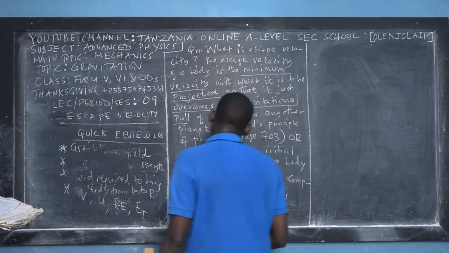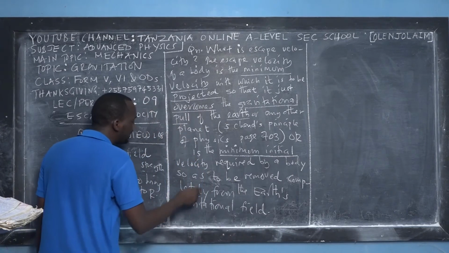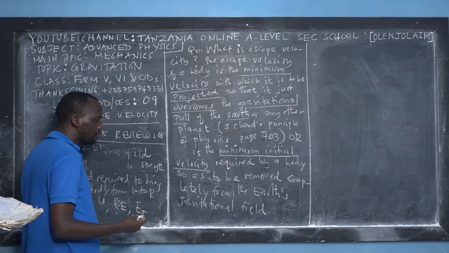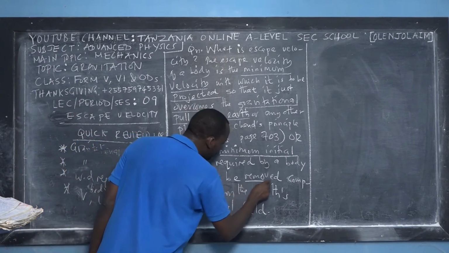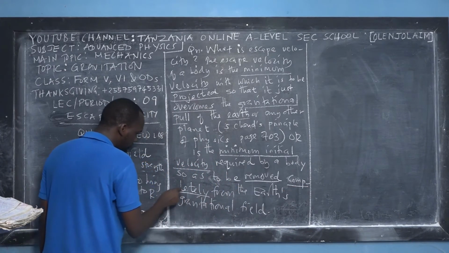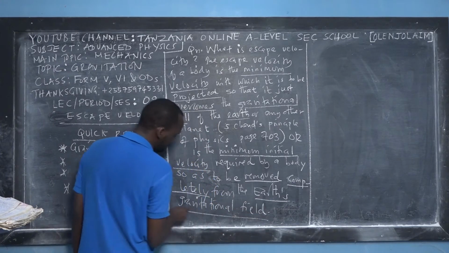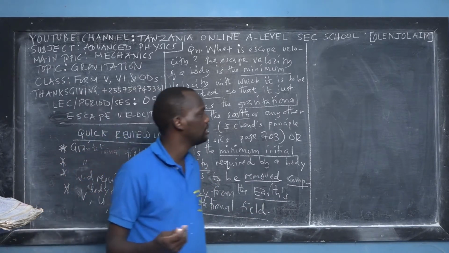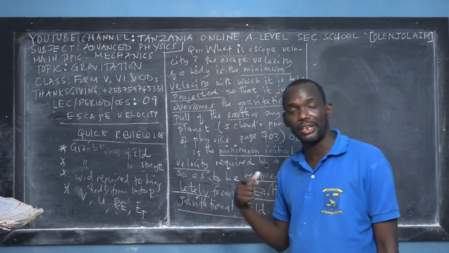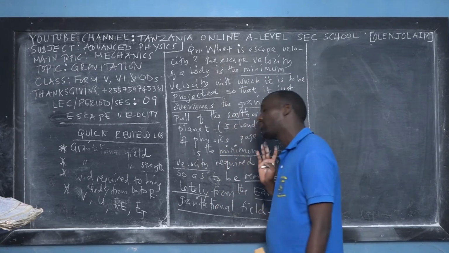Or in some of the references we say that escape velocity is a minimum initial velocity required by a body so as to be removed completely from the Earth's gravitational field. This is a very fantastic and useful definition. So this is the minimum velocity. It's not maximum velocity, it's not medium velocity, that's number one. And also this is not a final velocity, it's initial velocity.